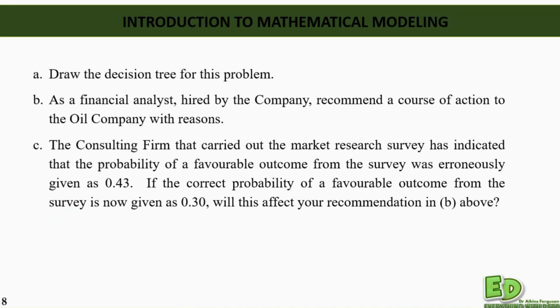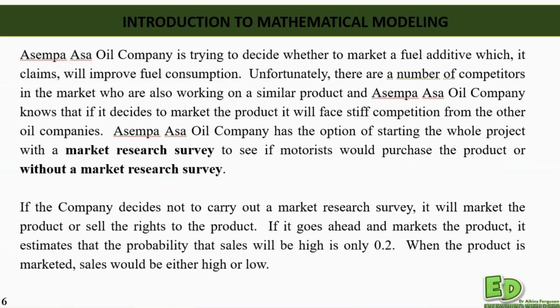So, the question says: draw a decision tree for this problem. As a financial analyst hired by the company, recommend a course of action to the oil company with reasons. C, the consulting firm that carried out the market research survey has indicated that the probability of a favorable outcome from the survey was erroneously given as 0.43. If the correct probability of a favorable outcome from the survey is now given as 0.30, will this affect your recommendation in B? So what I would say is that this is a decision tree question.